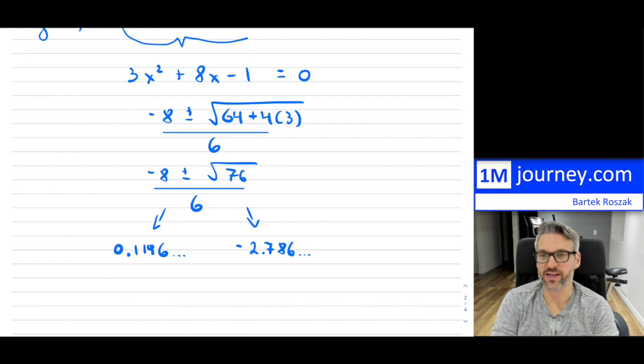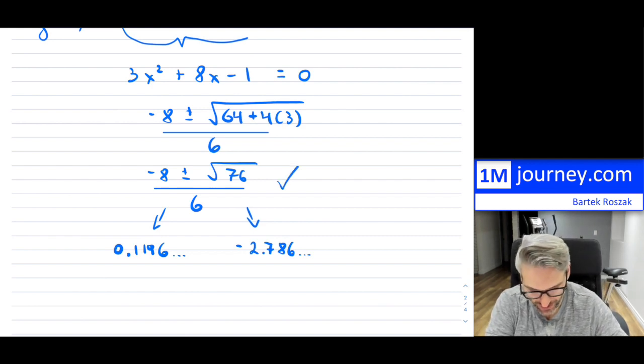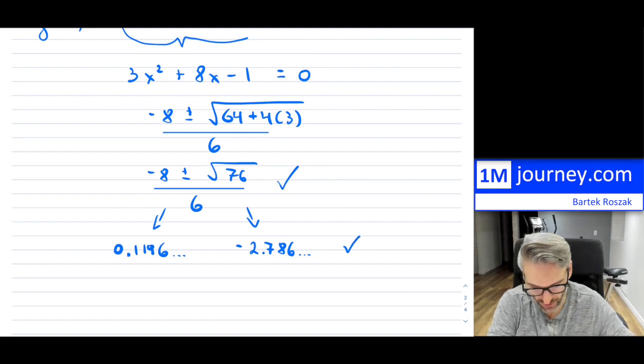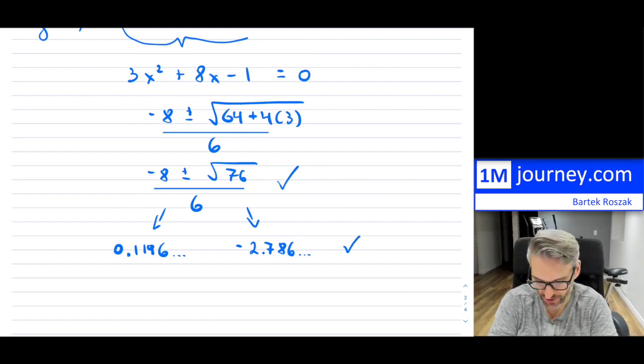All right, so here's the answer. So this is if you want it to be exact. And then here are the two roots of the answer. So one is positive and one is negative.